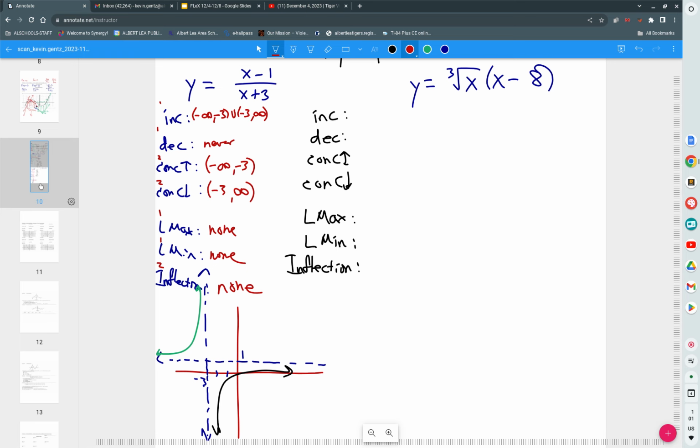What rule will we use to find the first derivative? Product rule. The derivative of the cubed root of x is 1 over 3x to the 2/3. Very good. Times x minus 8, plus the cubed root of x, or always x to the 1/3 since we've gone down that rational exponent path, times the derivative of x minus 8. What is the derivative of x minus 8? 1. And so therefore we just have that, and we're going to set that equal to y prime, my first derivative.